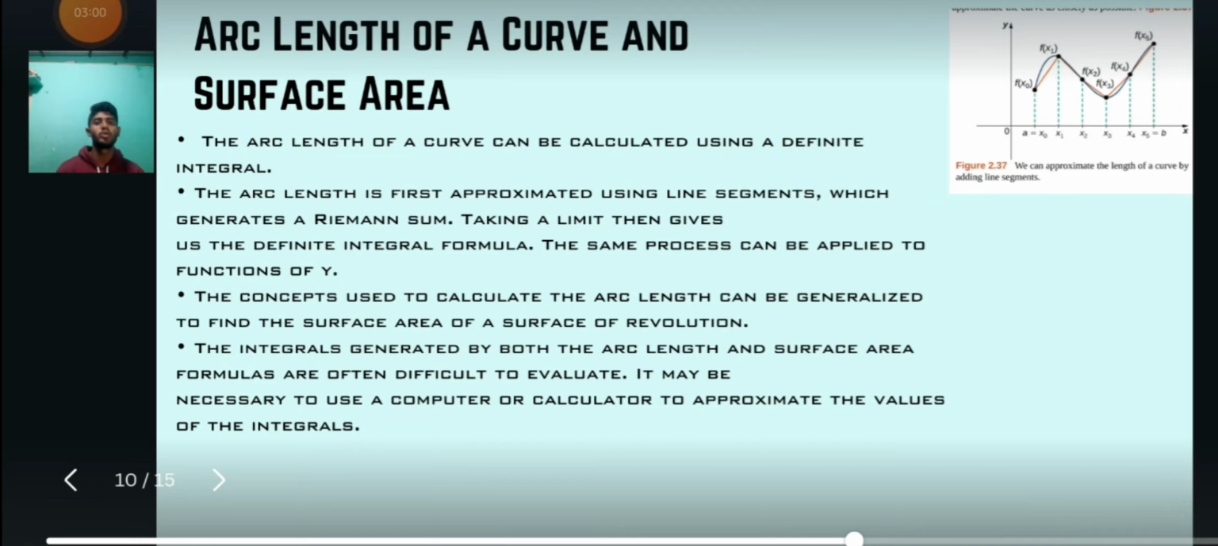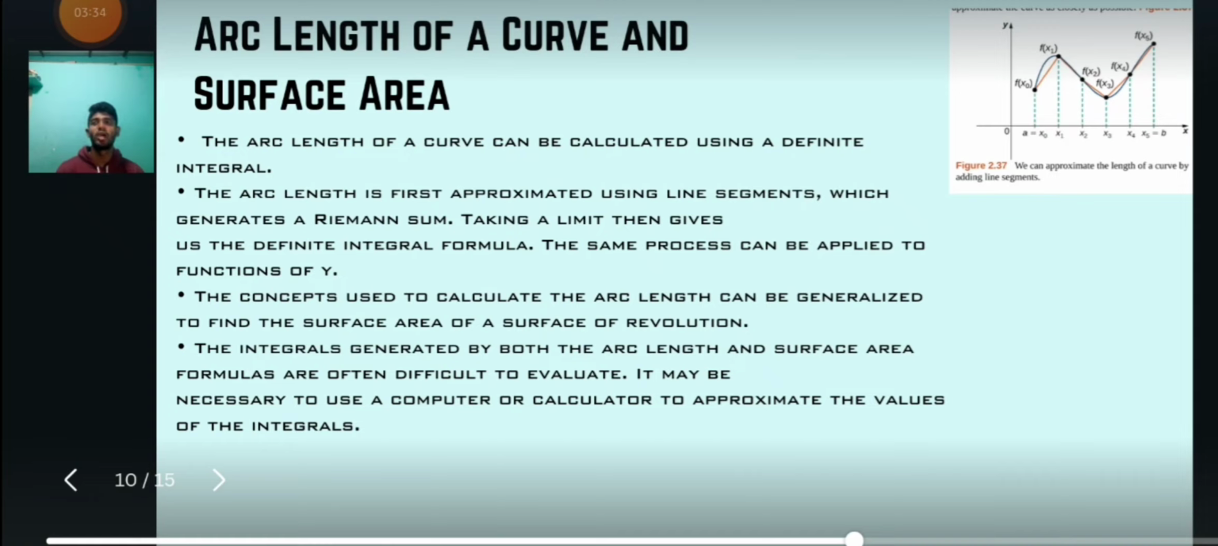The same process can be applied to the functions of y. And the concept used to calculate the arc length can be generalized to find the surface area of the surface of revolution. Means which one we learnt, that solid of revolution. Now we are going to learn the surface of revolution. The integrals generated by both the length and surface area formulas are often difficult to evaluate. It may be necessary to use a computer or calculator to approximate the values of the integrals. Means sometimes, as everyone knows, integration is complex. We use particular calculators to calculate it.